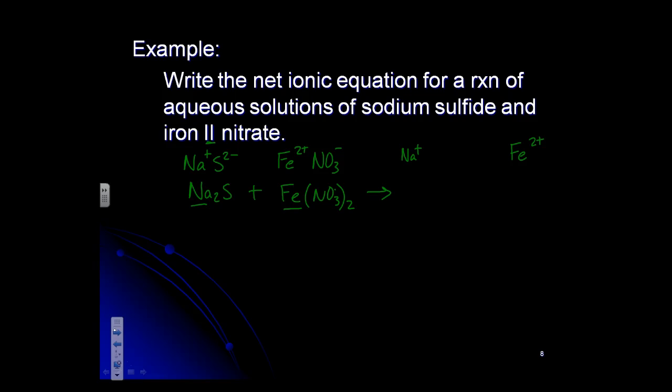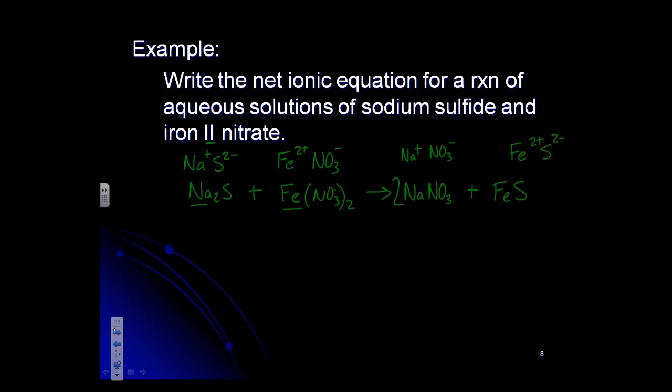So now they're just going to switch partners. Sodium's no longer going to be bonded to sulfur. It's going to be bonded to nitrate. And iron is no longer going to be bonded to nitrate, it's going to be bonded to sulfur. The sum of the oxidation numbers here is 0, so I just end up with NaNO3. And then the same thing happens over here. The sum of the oxidation numbers is 0, so we don't have to add any extra subscripts. Of course, the next thing you should feel the need to do is balance, and so we will.